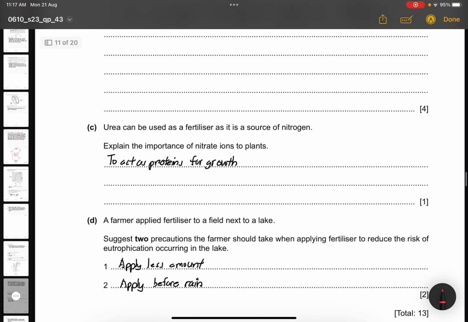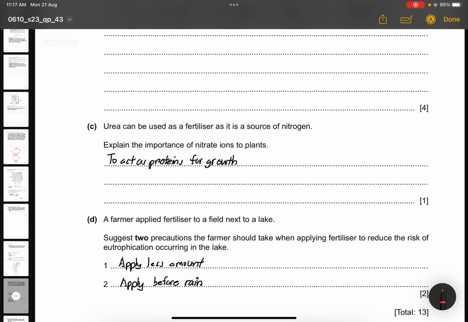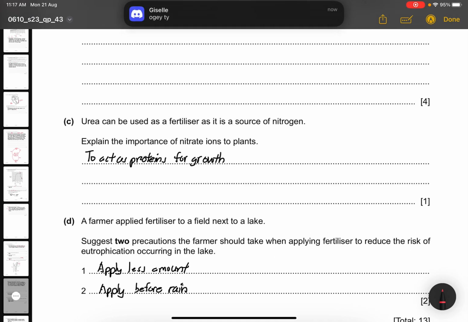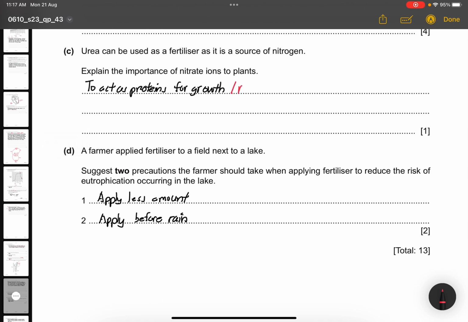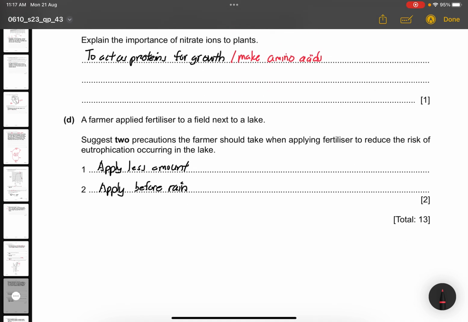That's all. Alright. C. Urea can be used as a fertilizer as it is a source of nitrogen. Explain the importance of nitrogen ions to plants: to act as protein for the growth of plants, or to make amino acids. You can say to make amino acids.